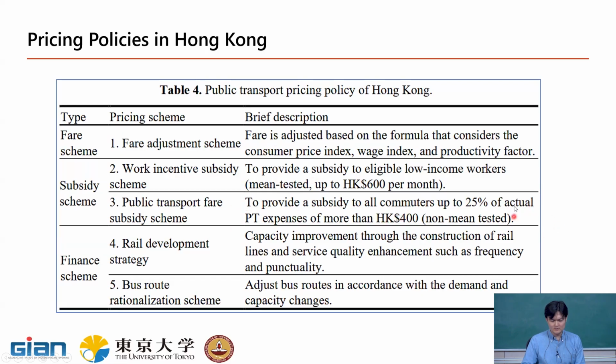Then they also, as a result of this being quite expensive and time-consuming to implement, Hong Kong also implemented the first non-means-tested subsidy for low incomes. And this was also, again, 25% of all public transportation expenses for more than 400 Hong Kong dollars was subsidized. You can apply for a return. So this actually, richer people ended up benefiting a little bit more from the scheme, because the more you spend on public transport, the more you can get from this 25%. So that was the impact of this pricing scheme.